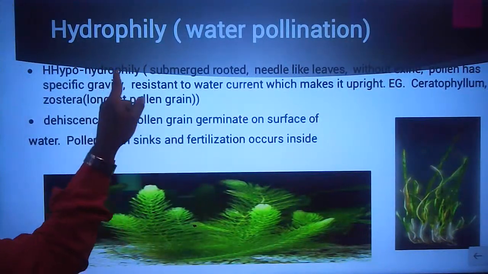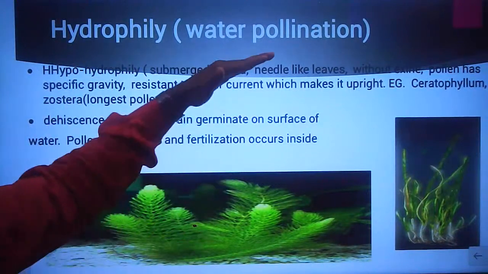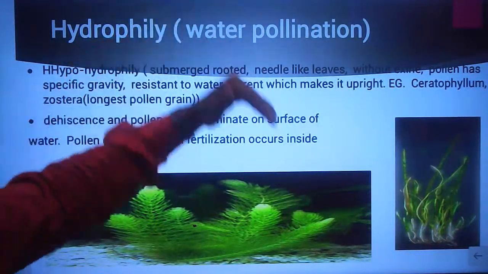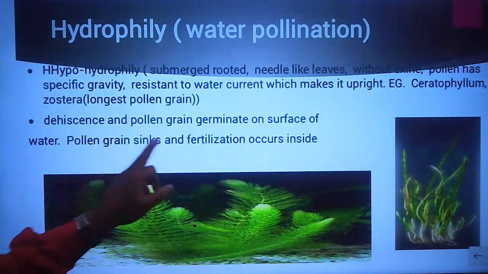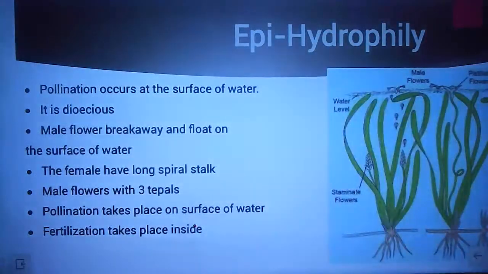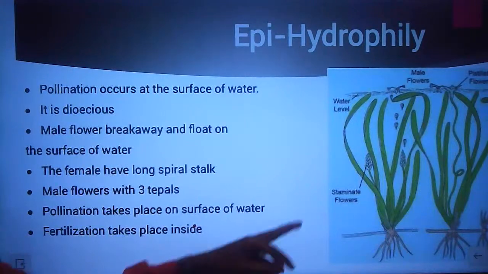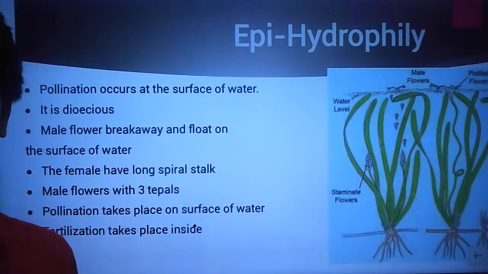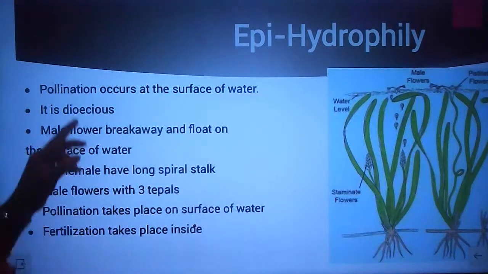So example for hypohydrophily is Ceratophyllum and Zostera. Even though the pollen grains float, what happens? The pollen grains sink inside the water, and then the fertilization occurs inside the water, especially in case of Zostera, and you could see in case of Ceratophyllum. Coming to epihydrophily, where the pollination occurs, that is why we call it epi, which means what? Surface. On the surface of the water. Example, you take Vallisneria. Vallisneria is a classical example where the pollination occurs at the surface of the water.